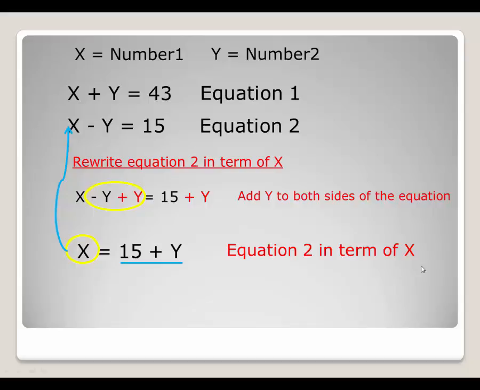Okay, what we will now do is plug the new equation 2 into equation 1 by substituting for the variable x. So we have the new equation as 15 plus y, which is for the variable x, plus y equal 43. Our goal now is to get this new equation in terms of y. In order for us to accomplish this, we would have to group like terms together.